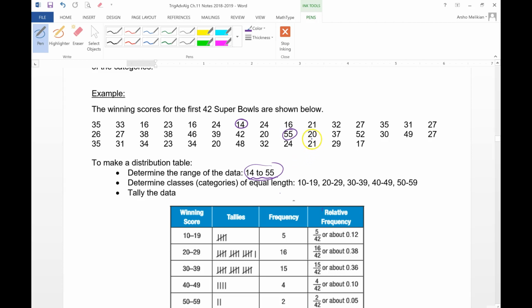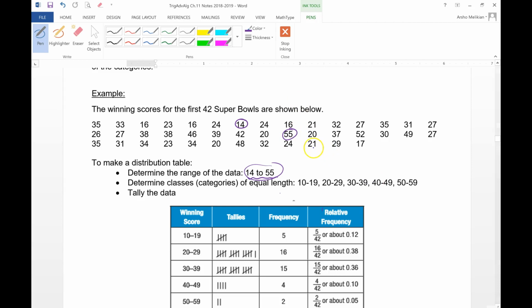In this case, we're going to have classes of equal length like this. We're going to go from 10 to 19, 20 to 29, 30 to 39, and so on. Basically, eventually, we're going to do a bar graph, okay?